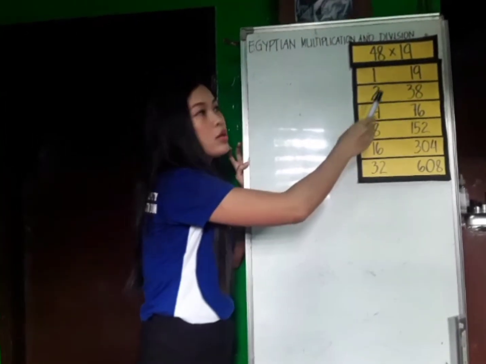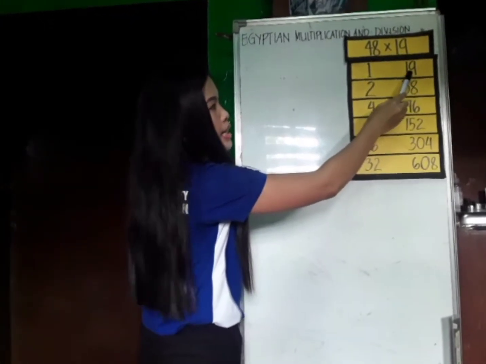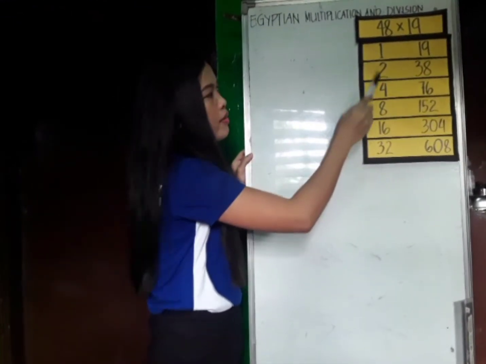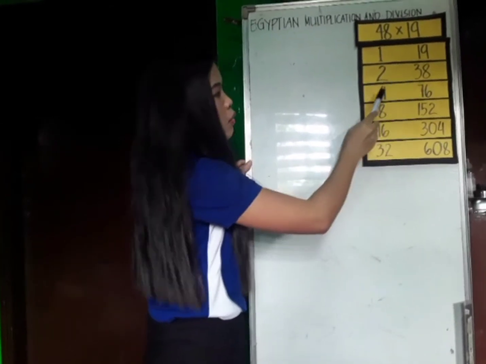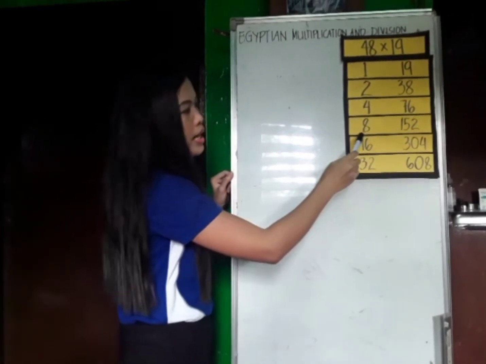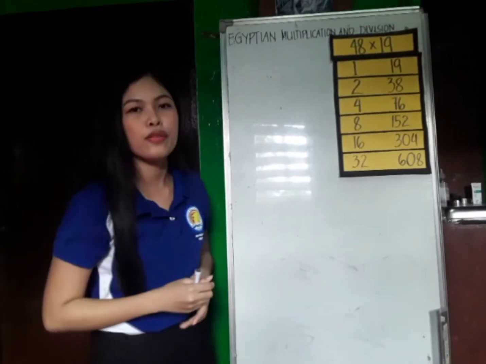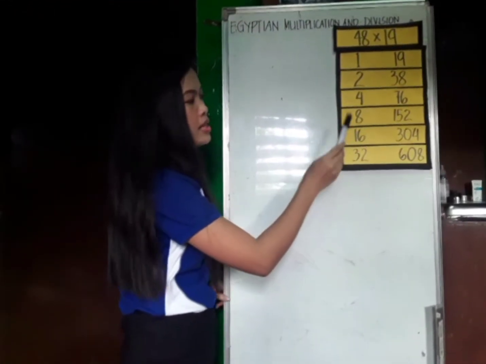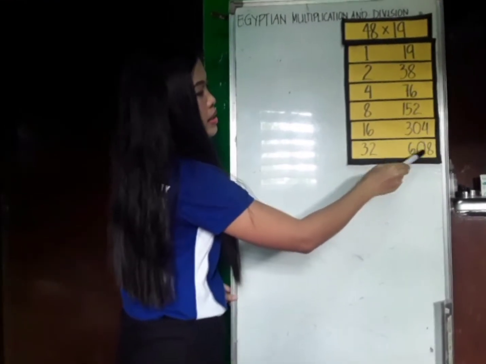Second one, we're going to double 1. So what will that be? The answer will be 2. And on the other side, 19 plus 19 is 38. We doubled again. 2 plus 2, we have 4, and 38 plus 38 is 76. 4 plus 4 is 8, and 76 plus 76 is 152. 8 plus 8 is 16, and 152 plus 152 is 304. And the last one is 16 plus 16 is 32, and 304 plus 304 is 608.